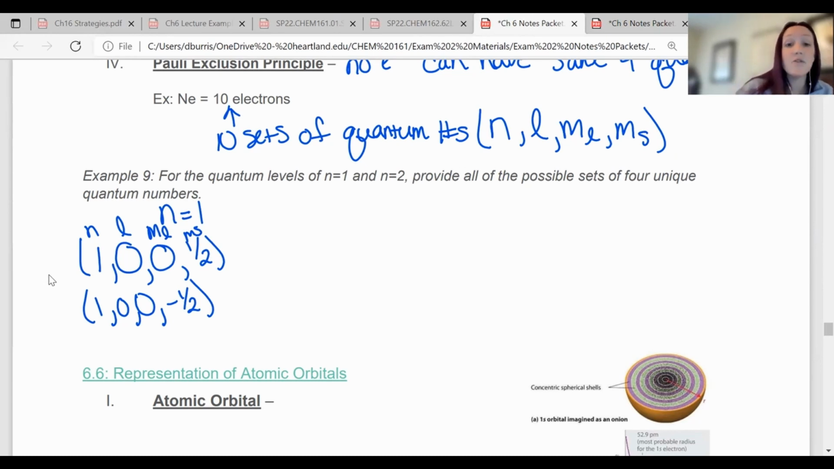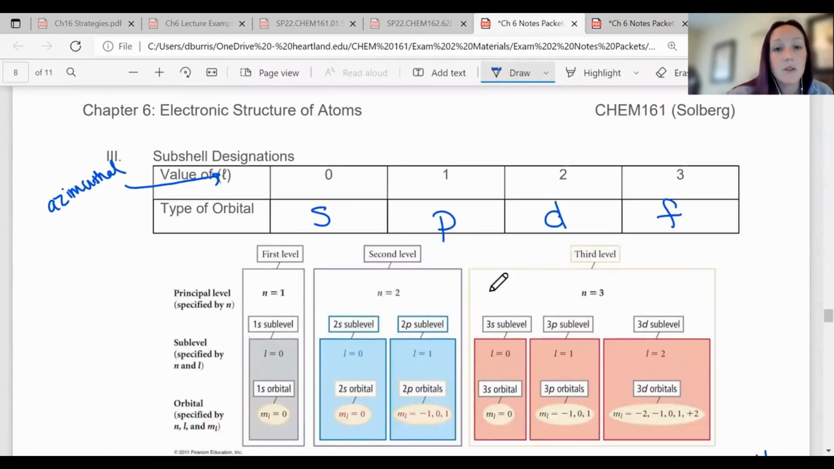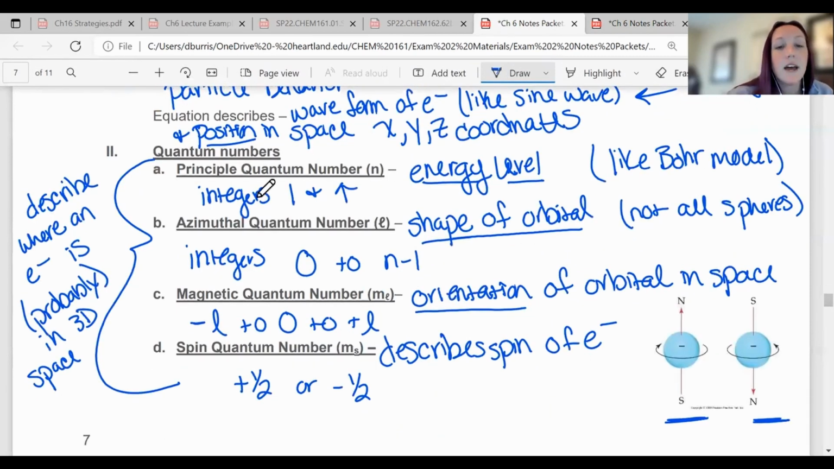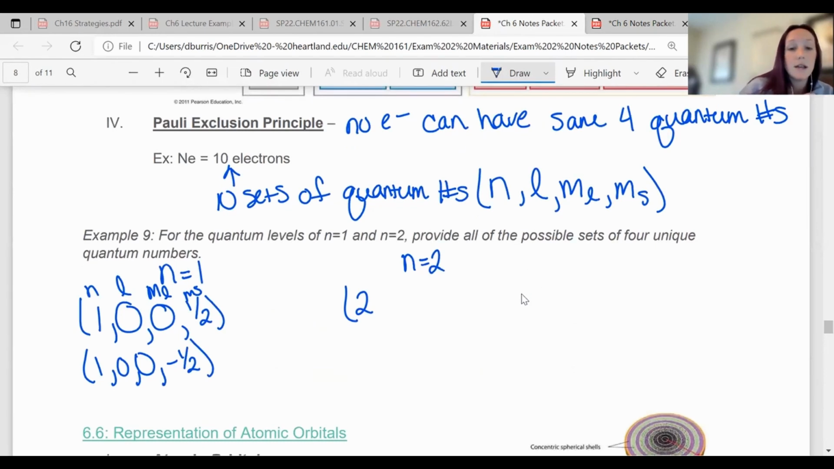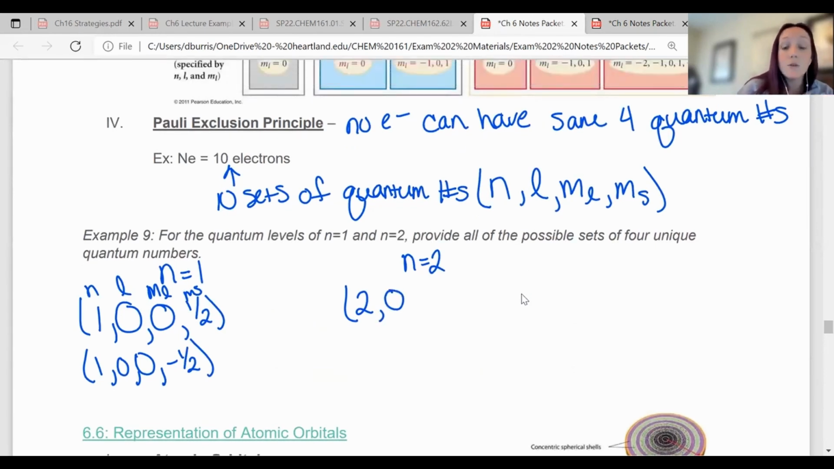Now, energy level 2 is different. Energy level 2 has more options for its quantum numbers because it can go up to a higher n. We did energy level 1, so now energy level 2. That means my n is 2. Let's look back up at the rules. If n is 2, then L can be between 0 and n minus 1. n is 2, 2 minus 1 is 1, so my L can either be 0 or 1. So it's going to be 2, 0. I also could have 2, 1. Those are my 2 options.